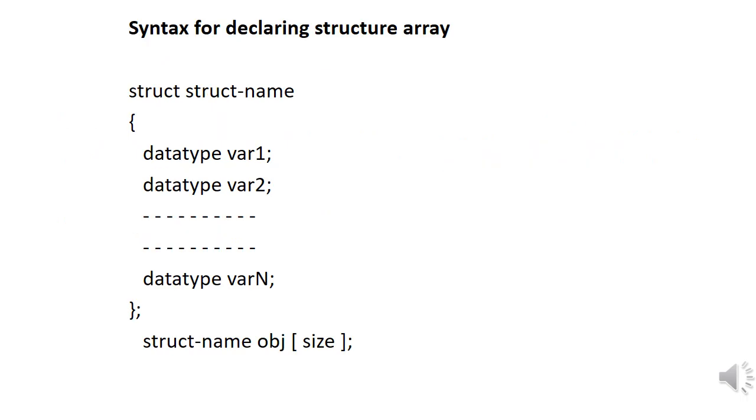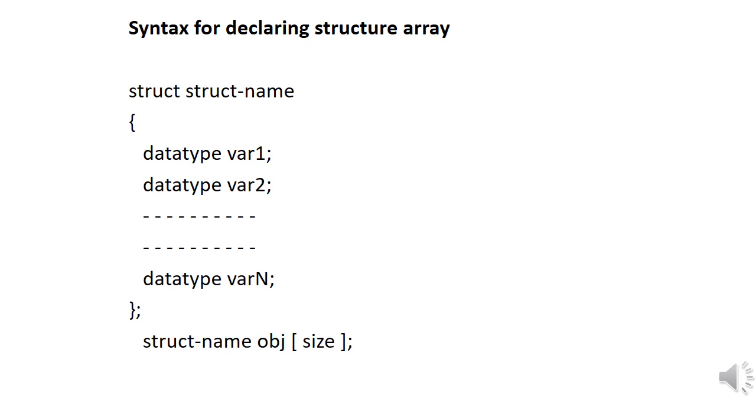This is the syntax for declaring a structure array. For declaring the structure, the keyword is struct, followed by the structure name. Then inside the structure, we declare n number of variables: data type variable 1, data type variable 2, similarly data type variable n. That is the structure declaration part.